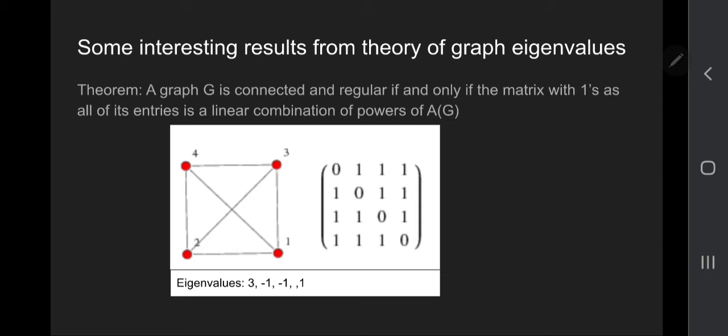So this doesn't necessarily have to do with the eigenvalues of G, but it was related to the research I was doing for this. So for example, in this example that I've solved below, we have a regular graph and we have its adjacency matrix. If you can take the powers of that adjacency matrix and sum them together in some way to get a matrix which just has all ones as entries, then we know that the graph is both connected and regular. At least to me, that was a very cool result.